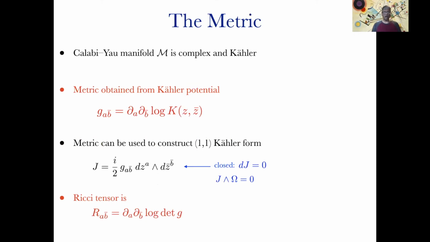So I'll remind you the Calabi-Yau is a complex and Kähler manifold. The metric is obtained by taking derivatives of the Kähler potential, and it can be used to construct the Kähler form. The Kähler form is closed. The Ricci tensor is given to us by taking derivatives of log det G.